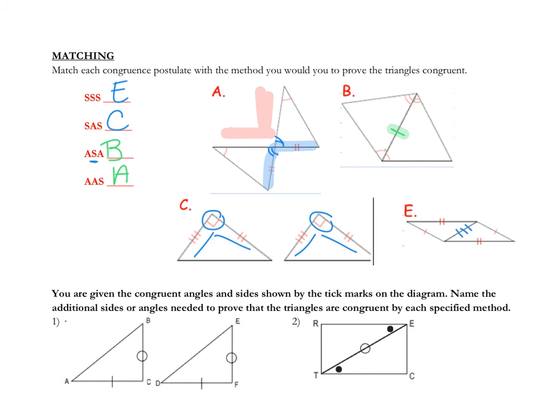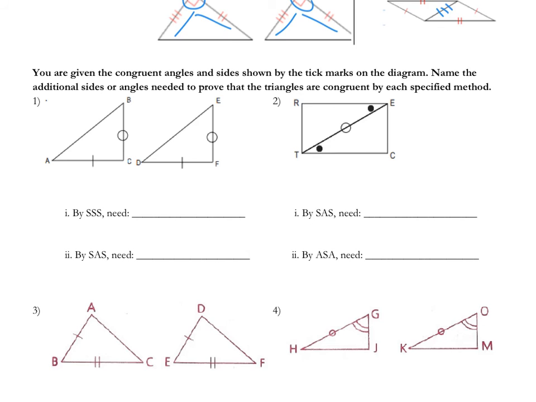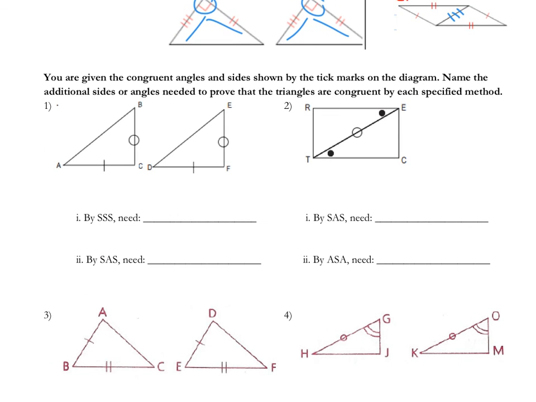Okay. The last thing we're going to do is you're going to be given figures and you have to decide by SSS what would you need. So by SSS, we need three corresponding sides congruent. I have one right here. I have two. I need the third. So we would need that AB is congruent to DE.